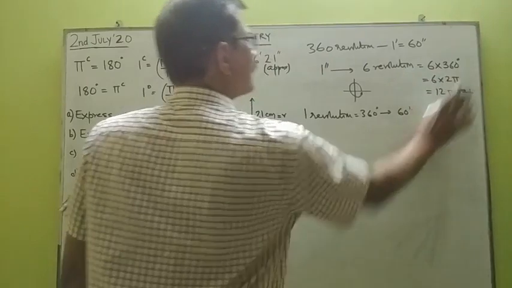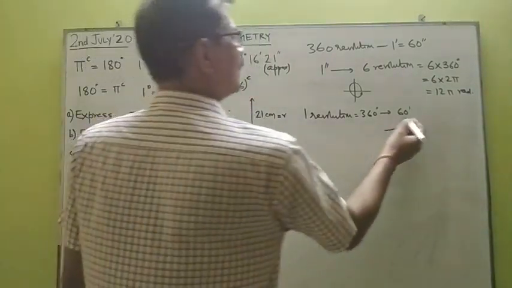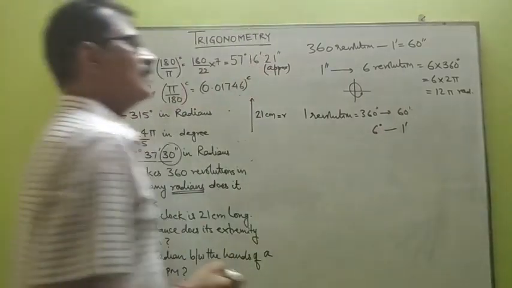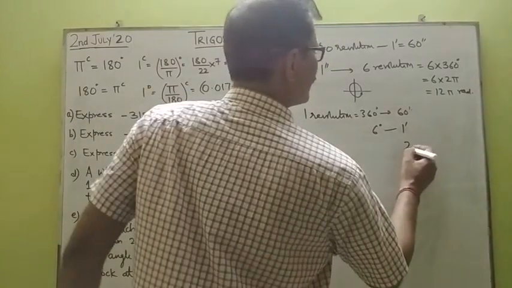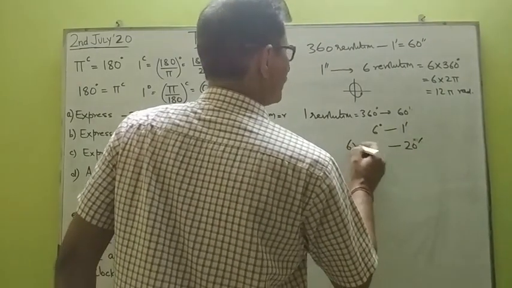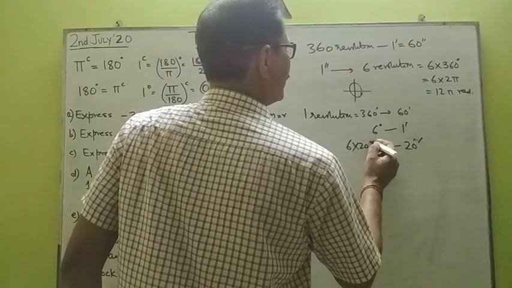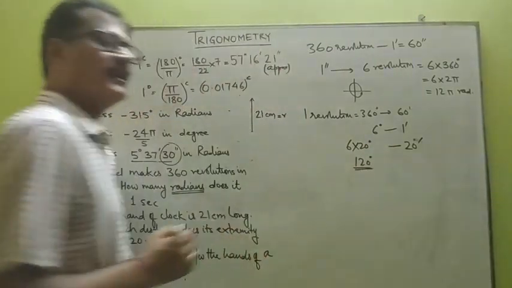60 minutes. And 1 minute, by the unitary method, if you find, it makes how many? 6 degree. So how many minutes have we been asked to find? 20 minutes. So 20 minutes is going to make 6 into 20 degree. That is 120 degree. It's going to make 120 degree.